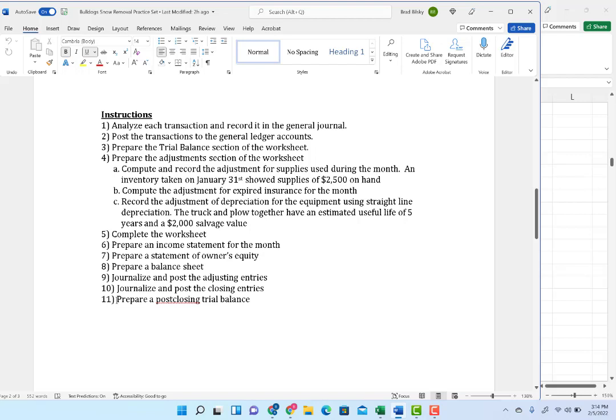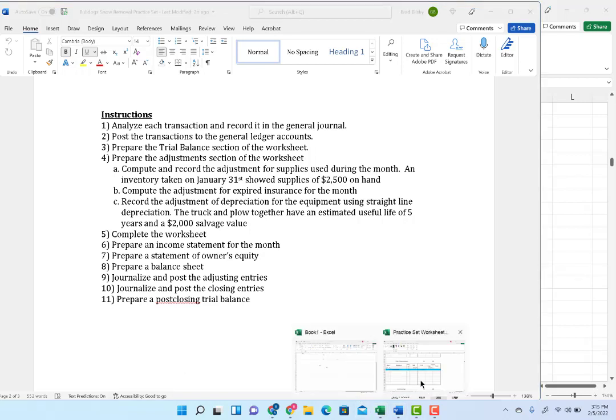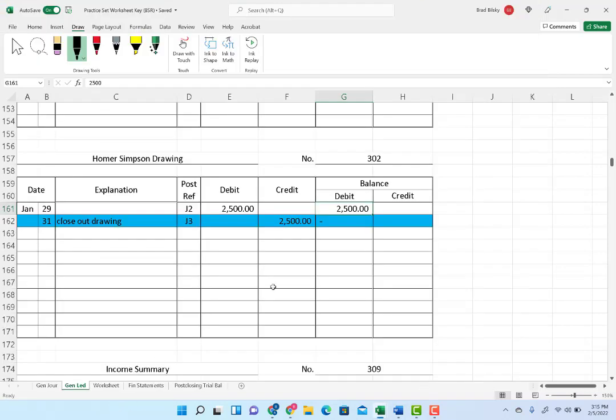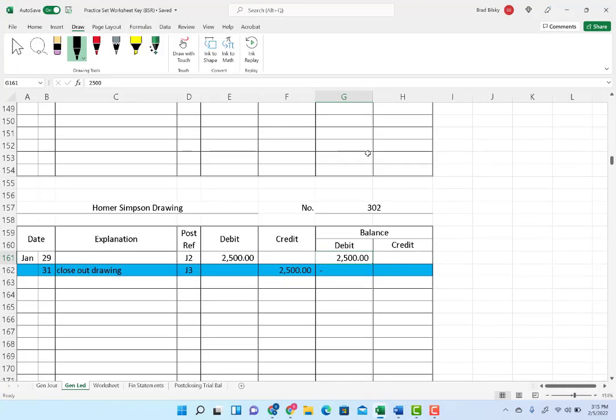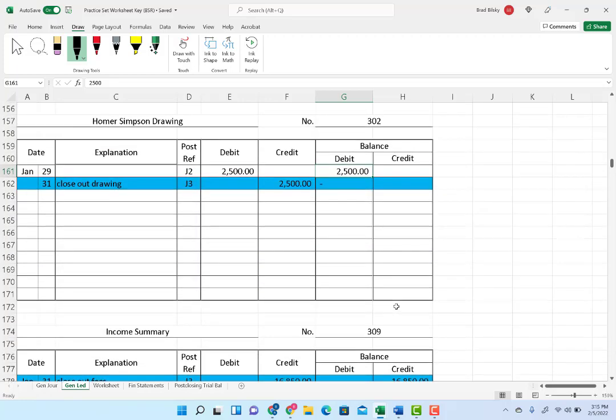One last step in the process: preparing a post-closing trial balance. Once you've made your adjusting entries and posted them to the GL, and once you've made your closing entries and posted those to the GL, now you do a post-closing trial balance, and you're just looking at what accounts still have balances. Most of these accounts don't have balances. Drawing is now zero after we closed it.